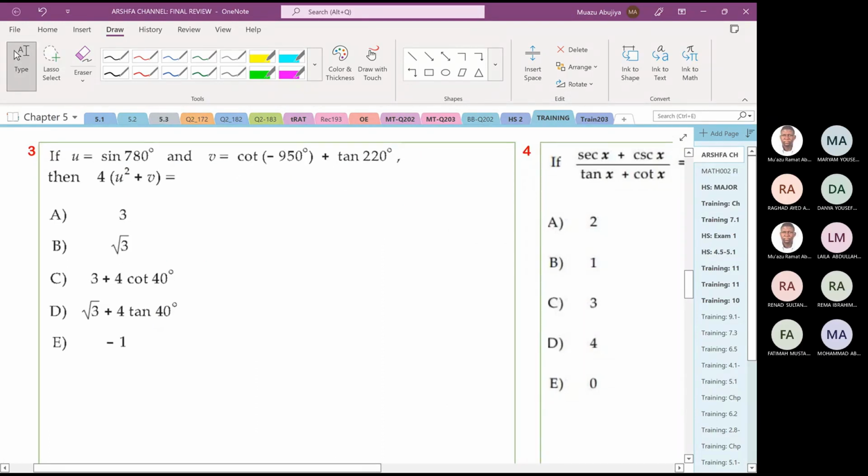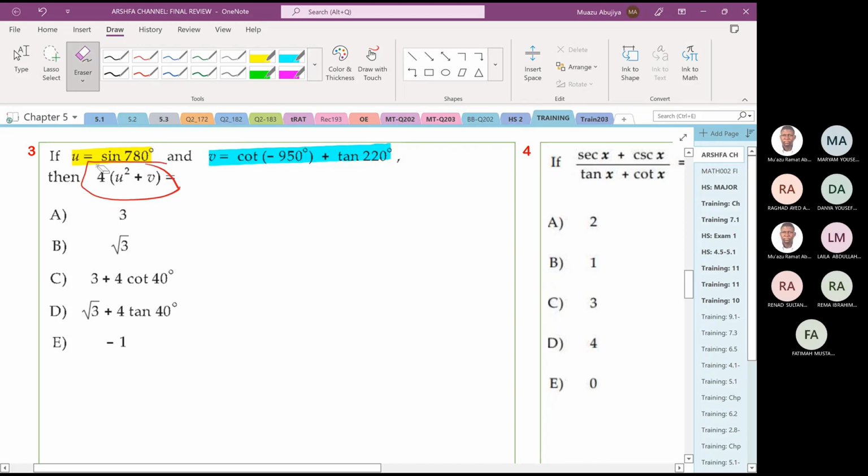Now, this is a question that is coming from 5.3 in combination with section 6.2. Here the question says, if we are given U to be equal to sine of 780, we are also given V to be equal to the whole of this one. Now the question says, what is going to be this expression? So what do we do? As a general guideline, whenever we are given angles, for simplicity we always try to convert them to an angle between 0 and 90 degrees, always. So how do we do that?